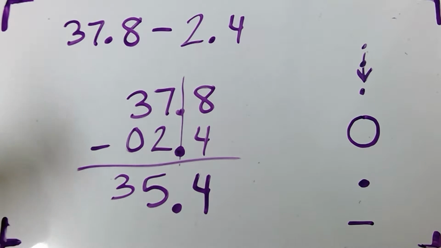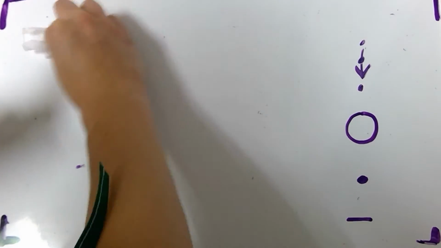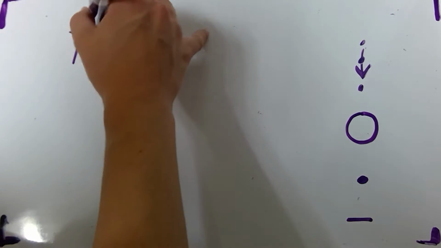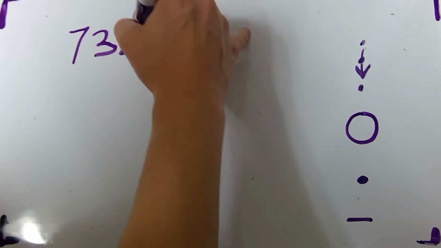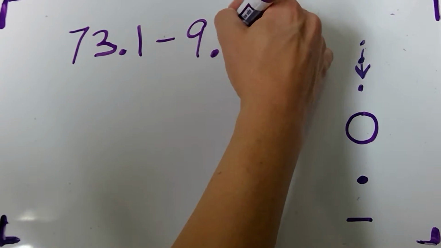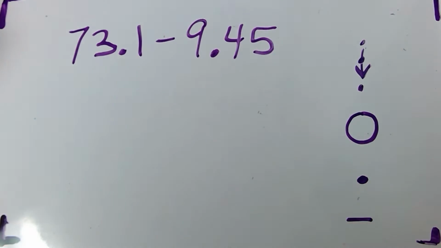Now these problems have been fine because we haven't had to borrow yet, but what if we had to borrow? Well, we can still borrow even if we're dealing with a decimal. So let's look at one. 73 and 1/10 subtract 9 and 45 hundredths.